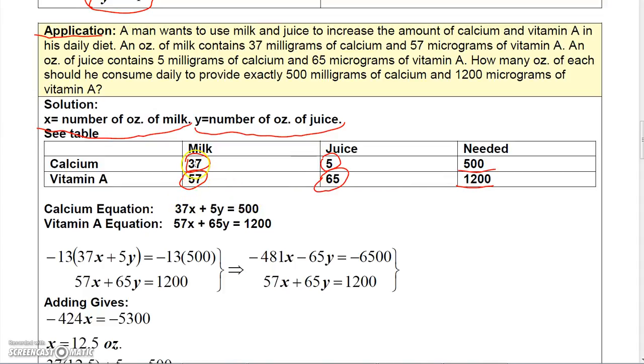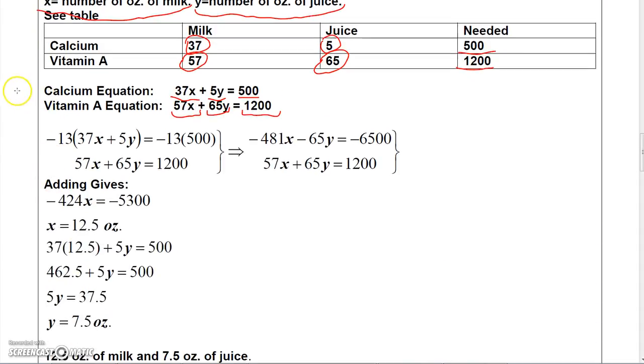So if you take 37 times the number of ounces of milk, that will give you the calcium in the milk, and then 5 times the number of ounces of juice gives you the calcium in the juice. So 37x plus 5y is the total amount of calcium, and that has to equal 500. And then for the vitamin A, you multiply milk by 57, so 57x for the milk, and for the juice, multiply by 65, so you get 65y. And so 57x plus 65y has to equal 1200 units of vitamin A.